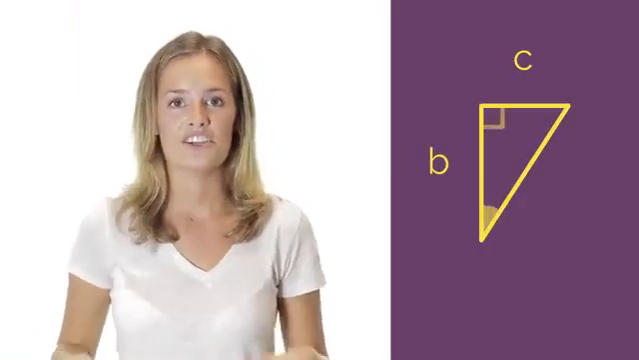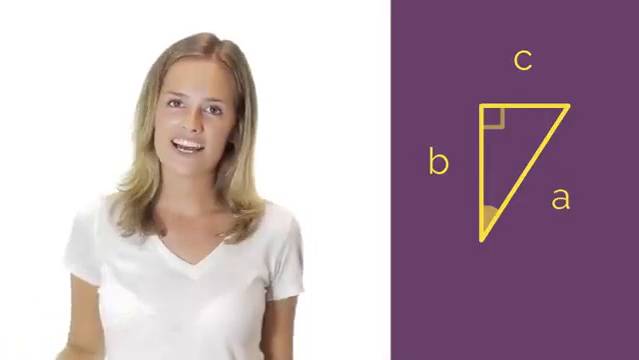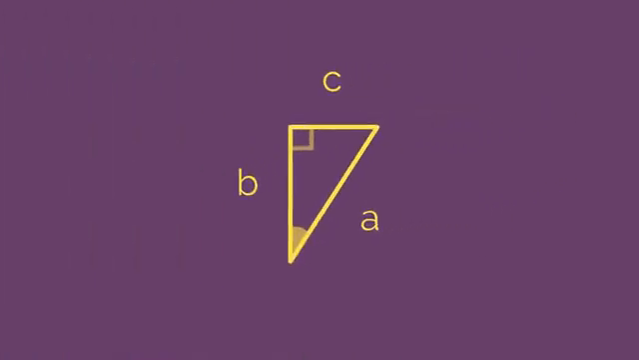But why is it useful? If you know the lengths of two sides of a right-angled triangle, you can really easily find the length of the other side. So let's have a look at an example. This is where Pythagoras' theorem comes in handy. We can label our sides as A, B and C.